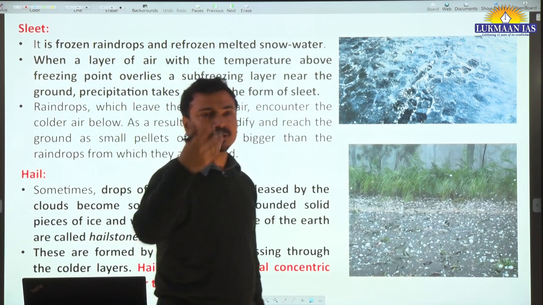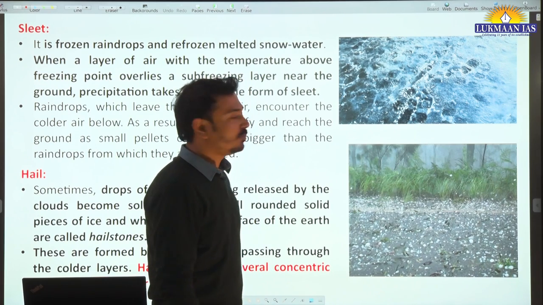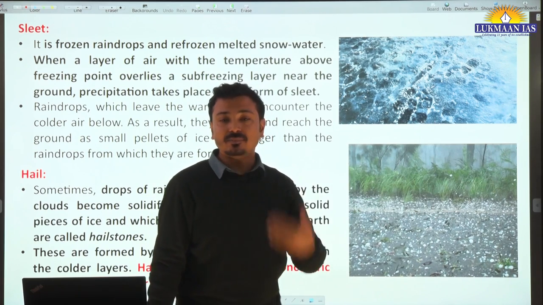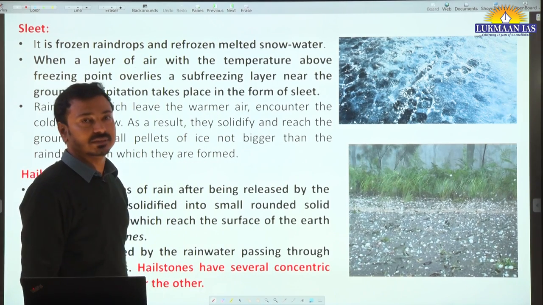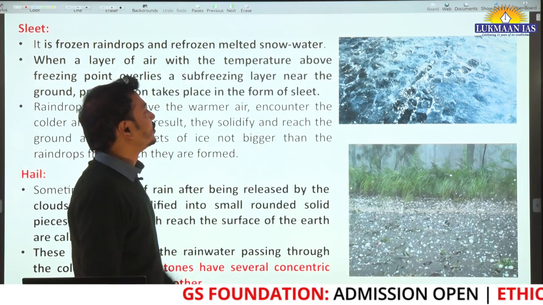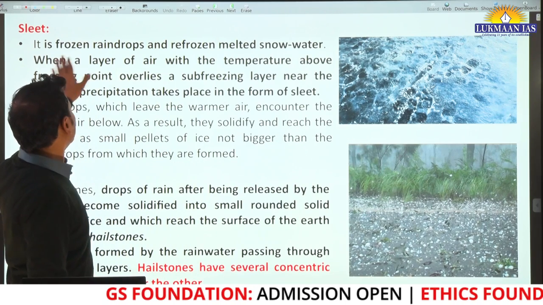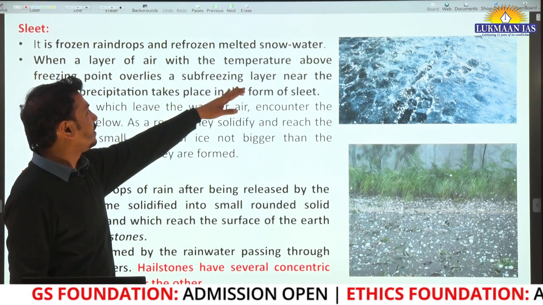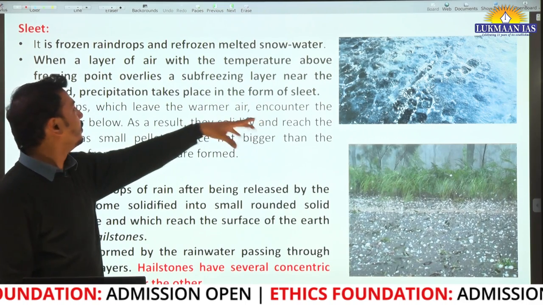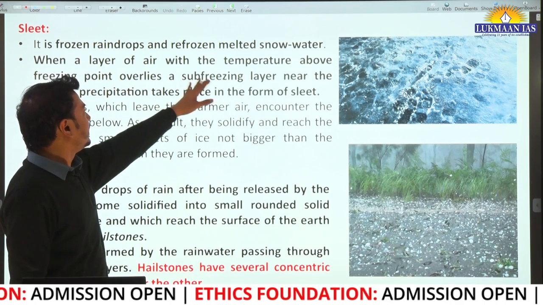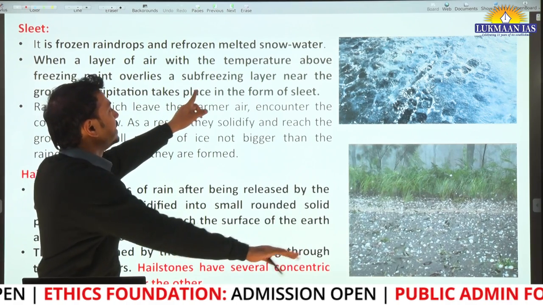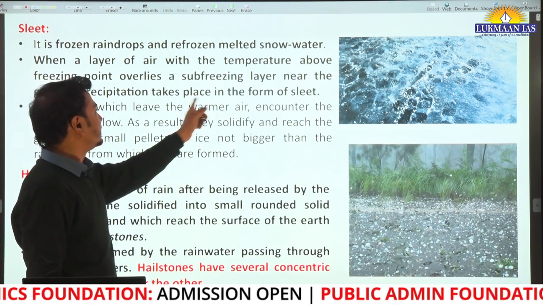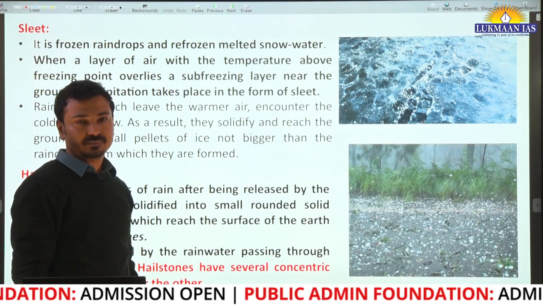ठीक है, कनाडा, यूरोप या रशिया, वहां पे क्या है कि ग्राउंड इज फ्रीजिंग बिलो 0 degree Celsius. ओके, एंड देयर वी ऑब्जर्व दिस थिंग. ठीक है, सो यहां पे दिखा होगा, फ्रोजन रेनड्रॉप्स एंड रीफ्रोजन मेल्टेड स्नो वाटर इज देयर ऑन द ग्राउंड. सो व्हेन अ लेयर ऑफ एयर विद द टेम्परेचर अबव फ्रीजिंग पॉइंट ओवरलाइज सब फ्रीजिंग लेयर नियर द ग्राउंड, प्रेसिपिटेशन टेक्स प्लेस इन द फॉर्म ऑफ स्लीट.